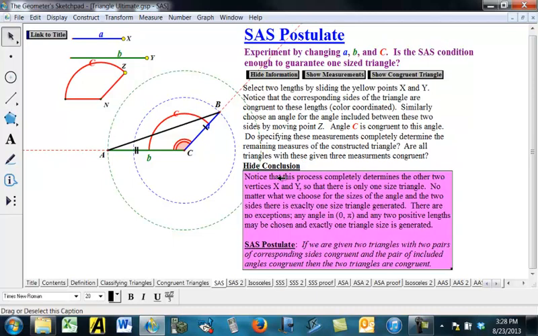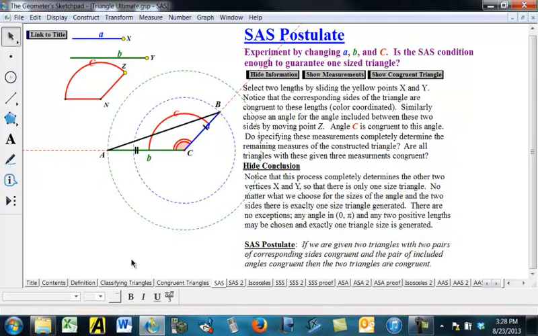So our conclusion is that there are no exceptions. Any two lengths and an angle that you pick will give you exactly one triangle up to congruence. In other words, there may be a different triangle, it may be in a different place down here, but we can move it and put it on top of the other, perhaps with a translation or rotation or reflection or a combination.